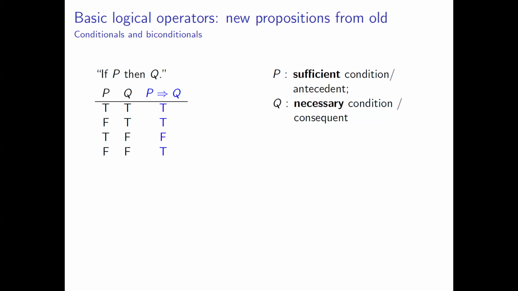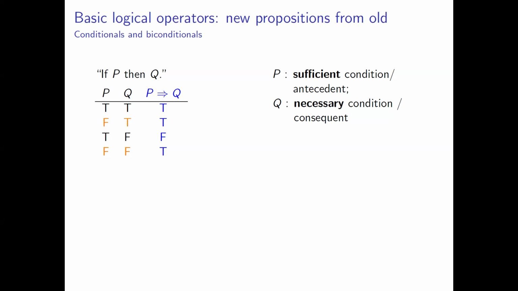Let us consider each possible case. Suppose that both P and Q are true. In this case, the rule is clearly followed. So the statement if P then Q is true when both P and Q are true. Suppose that P is true but Q is false. Then in this case, the rule is broken. So the statement if P then Q is false when P is true but Q is false.